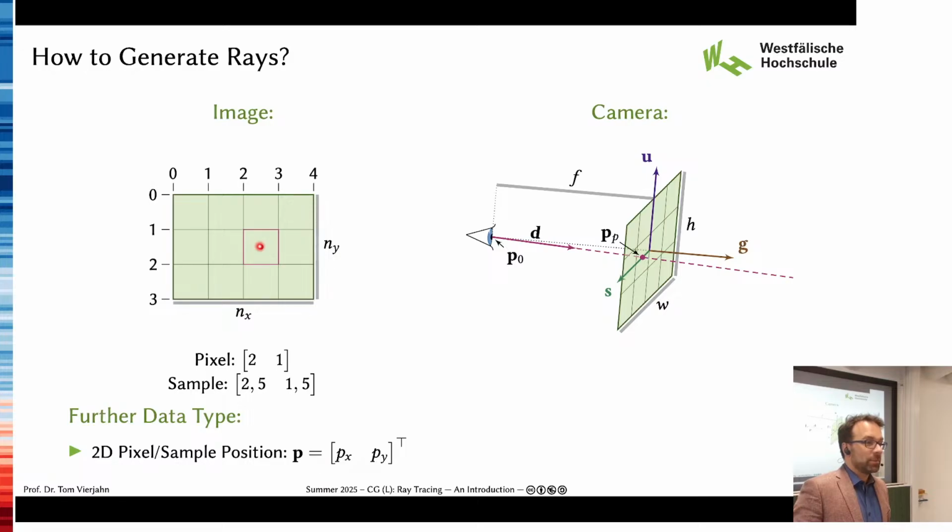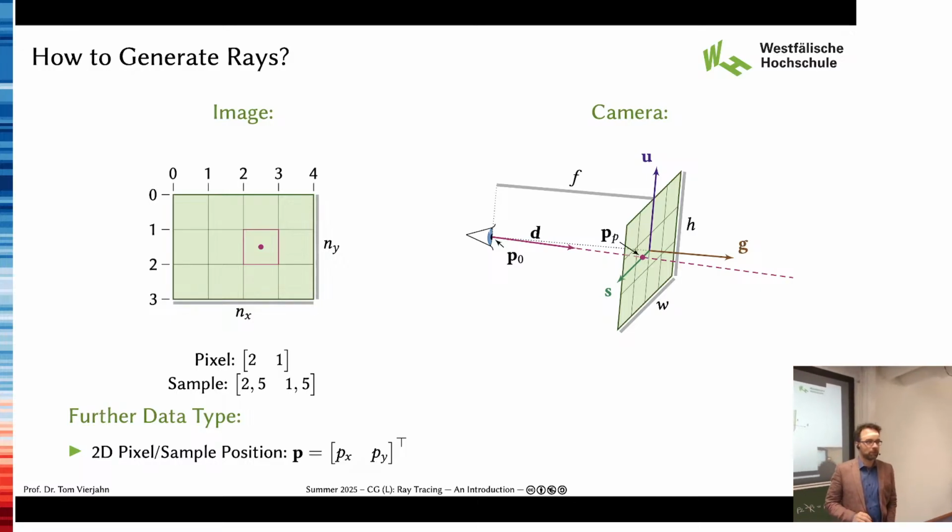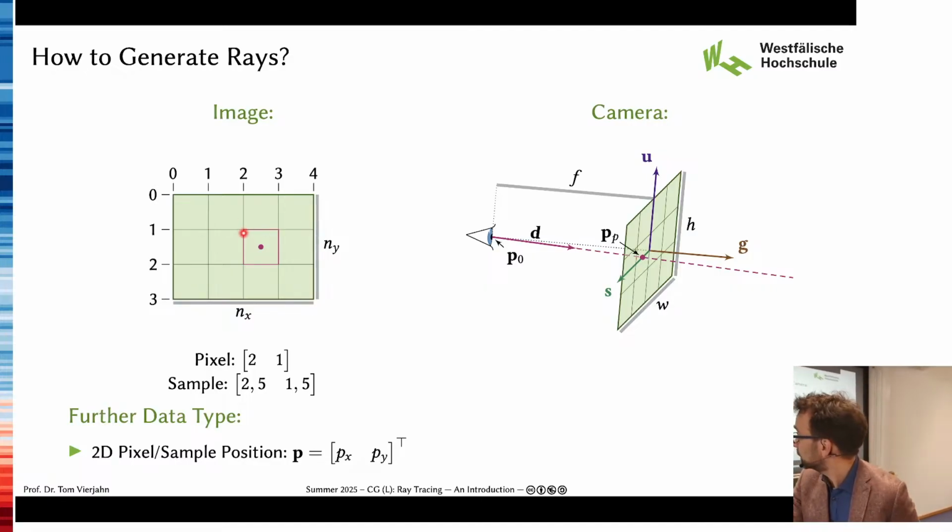Why is the center of the pixel a good idea, and why not so much the upper left corner? So the upper left corner. What is the problem with the upper left corner if you want to paint this square?